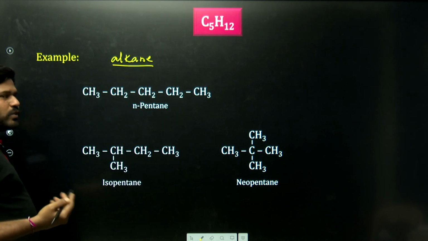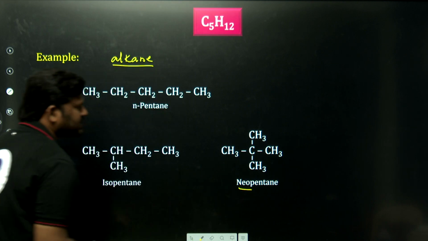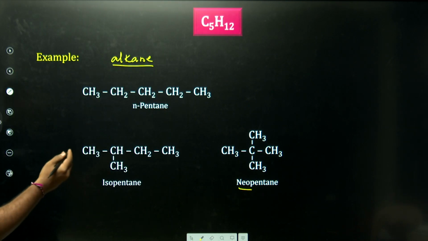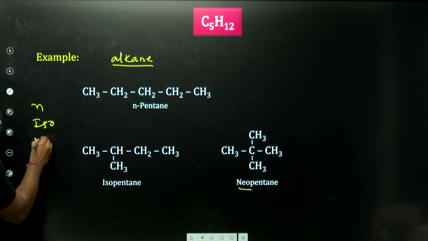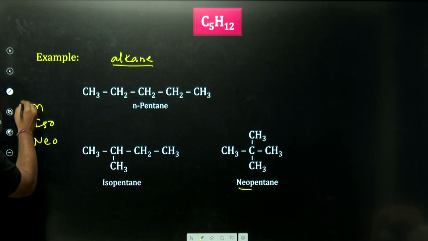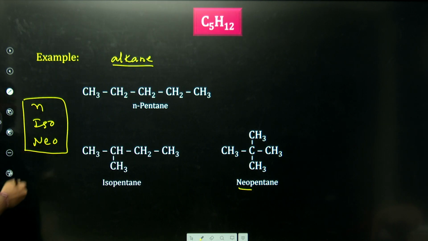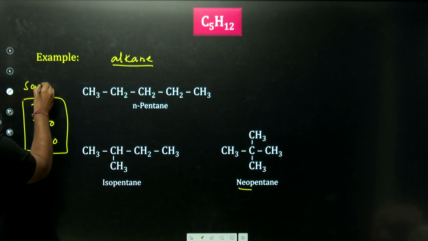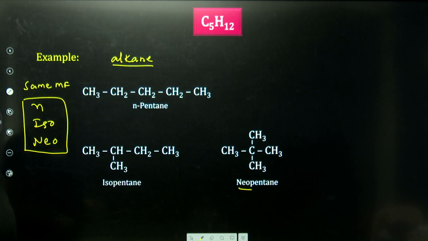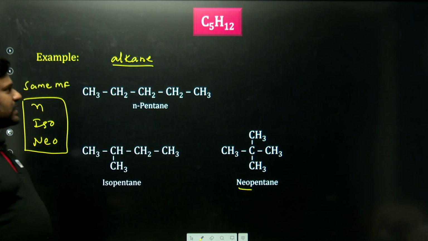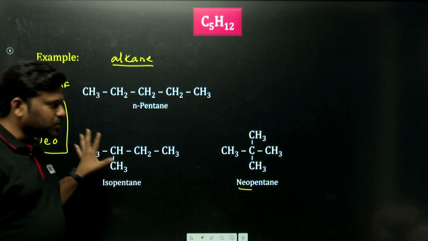Now, there is a new word here, that is neo. Previously N, okay. You have to remember N, iso, neo. First you check that they have the same molecular formula, and this terminology is there. Then directly you can take the answer, that is chain isomerism.